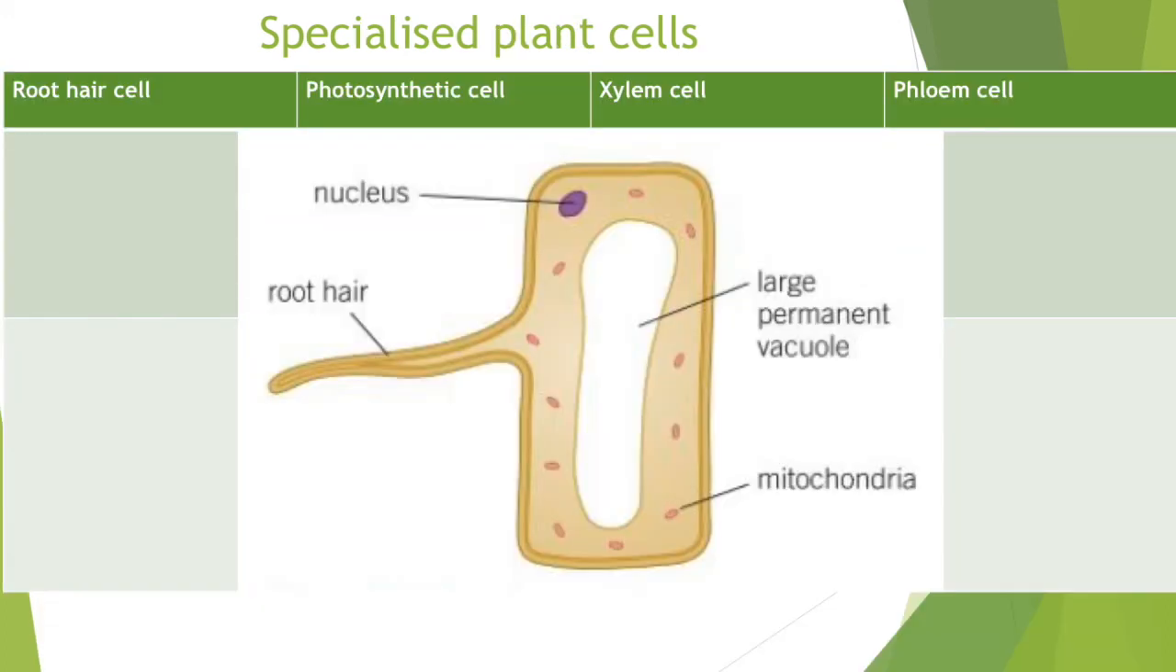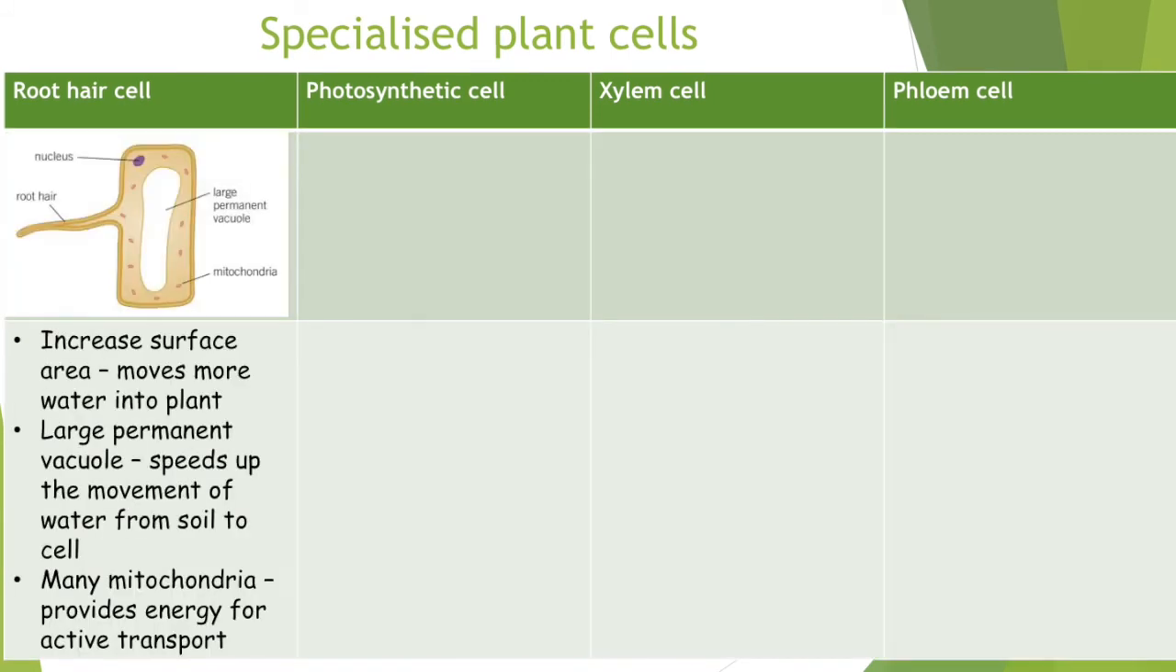Now we're going to look at how plant cells have been specialised in order to carry out specific functions. Firstly, we're going to consider root hair cells. The role of the root hair cell is to help take up water and mineral ions into the plant. In order to do this job effectively, they've been adapted in the following ways.